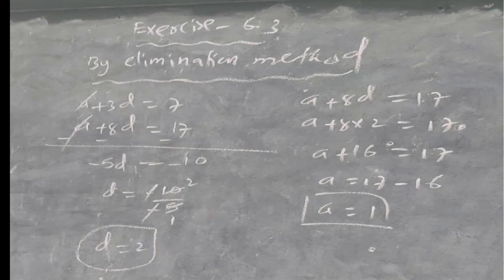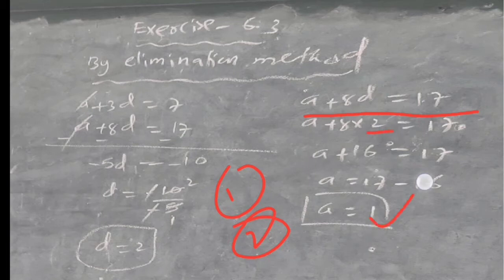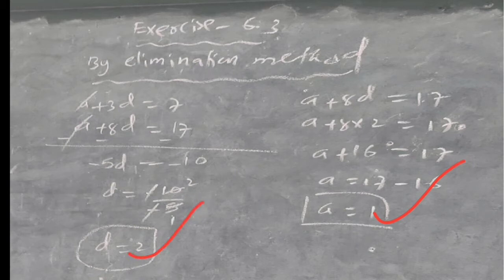Substitute d value either in equation 1 or in equation 2. So I am substituting in equation 1, a plus 8d equals 17. So d value is 2. Then a value is 1. So a value is 1 and d value is 2.